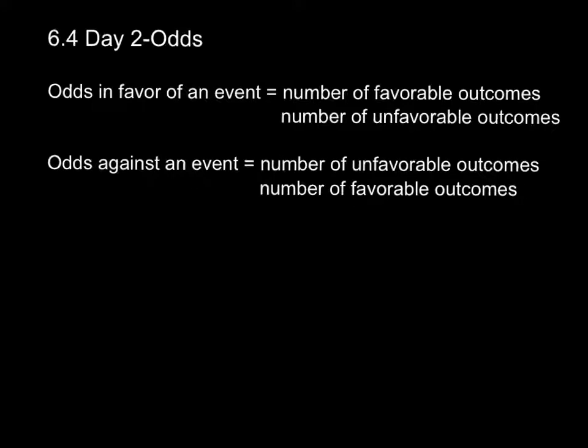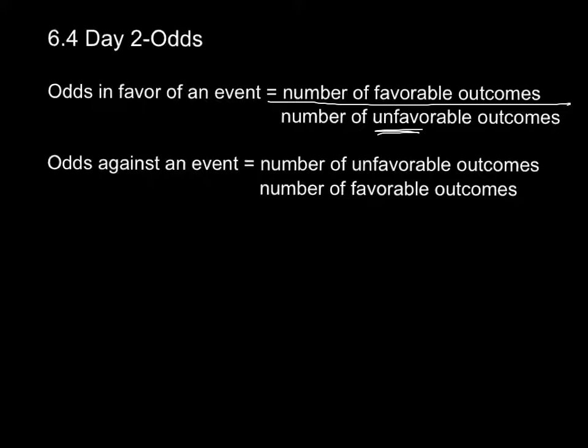So whenever you want to find what's the odds of me winning, you put the number of favorable outcomes over the number of unfavorable outcomes. Okay, for probability, it was over all possible outcomes. Here we're talking unfavorable ones, the ones that we don't want.